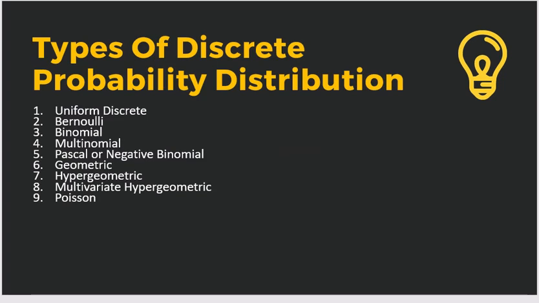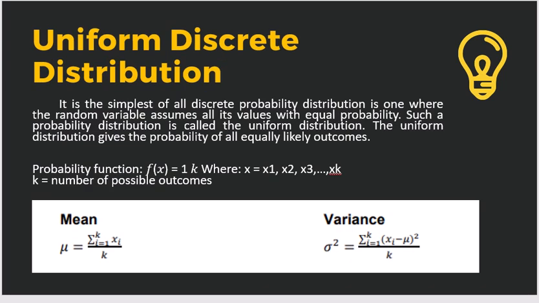So we have the types of discrete probability distribution: the uniform discrete, Bernoulli, binomial, multinomial, the Pascal or negative binomial, geometric, hypergeometric, multivariate hypergeometric, and the Poisson distribution. So let's have them one by one.